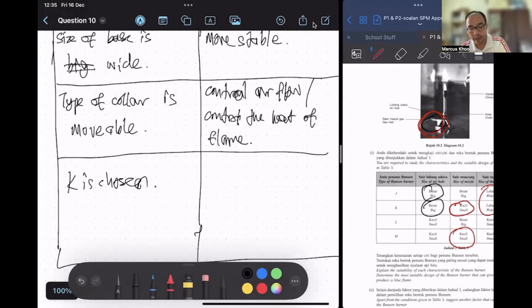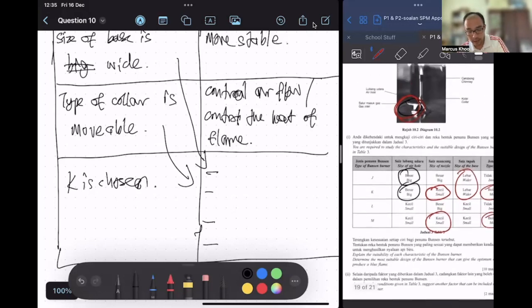And then don't forget to write the 4 points, 1, 2, 3, 4. Just transfer everything from the left-hand side of the table into this part. Make sure that all 4 points are written in order for you to get that full mark.